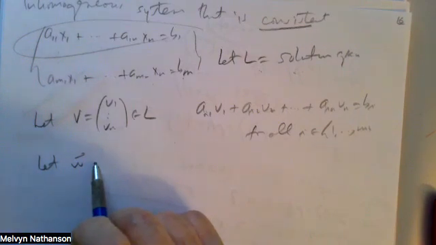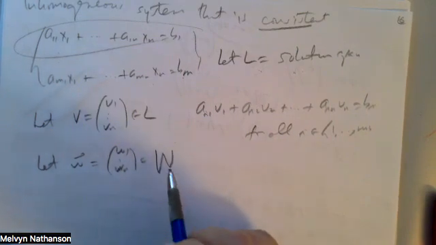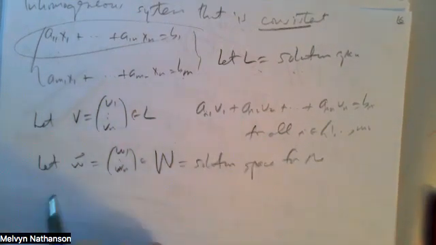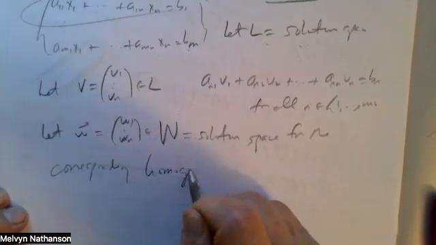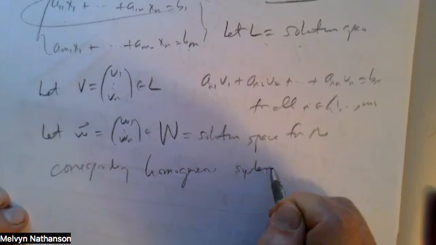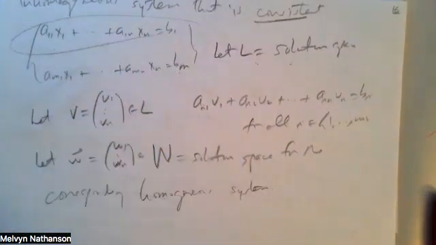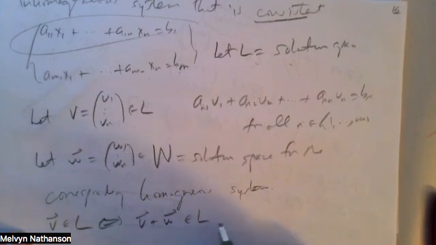Let W, capital W, be the solution space for the corresponding homogeneous system. You look at the homogeneous system of equations, the left-hand sides are the same, but the right-hand sides are all zero. So one can check, and this is written out in the notes, that a vector v is in L if and only if v plus w is in L for all w that are solutions of the homogeneous system.